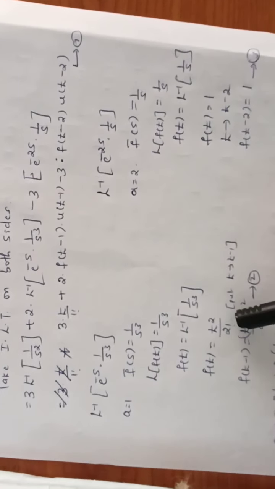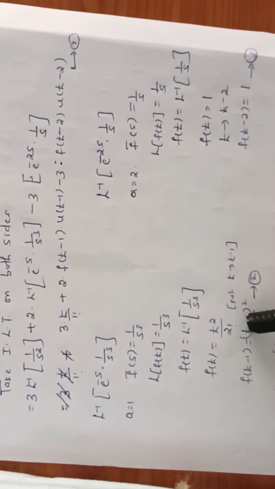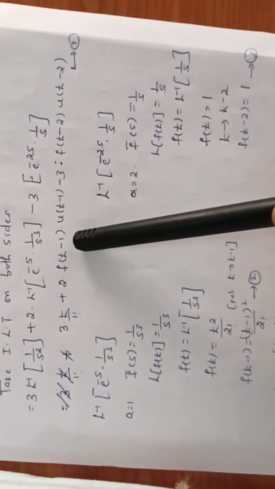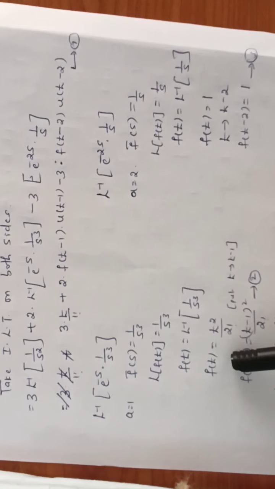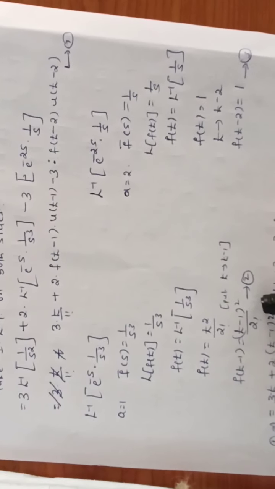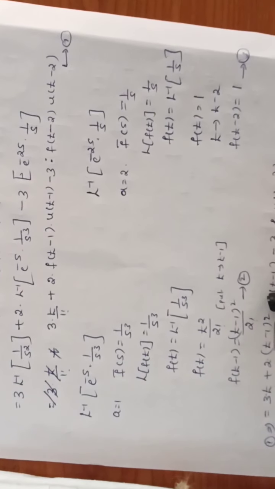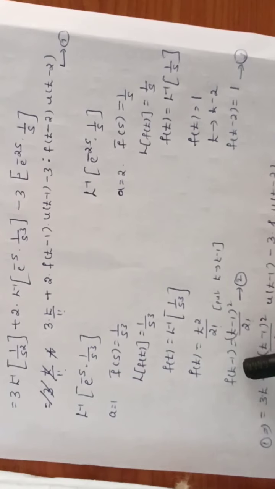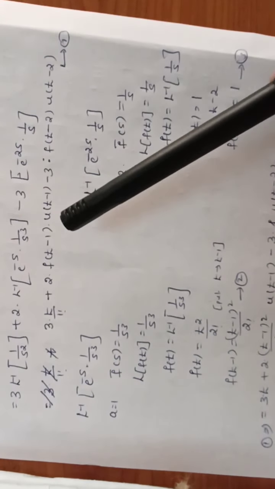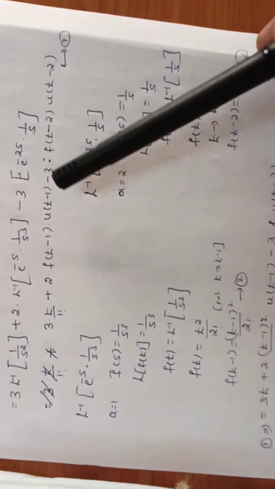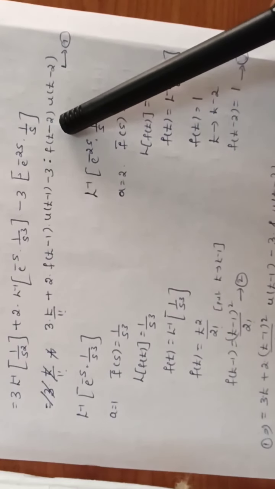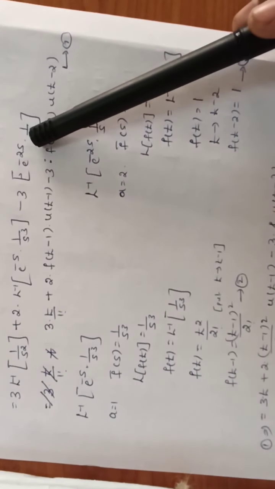So now in this equation, since we need the value of f of t minus 1, let us replace t by t minus 1. So that will be having f of t minus 1 is equal to t minus 1 the whole square by 2 factorial. So this is the value of f of t minus 1, which we have to substitute back in our equation number 1. In the same way, let us find f of t minus 2 for this particular term.